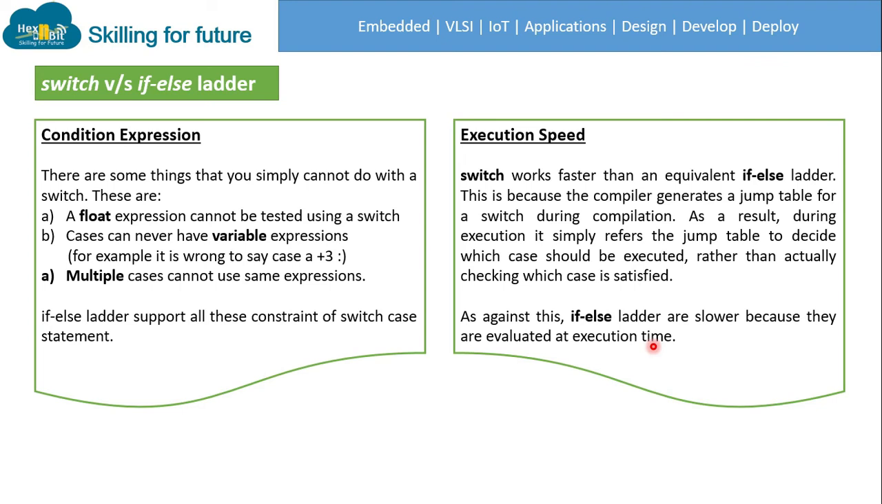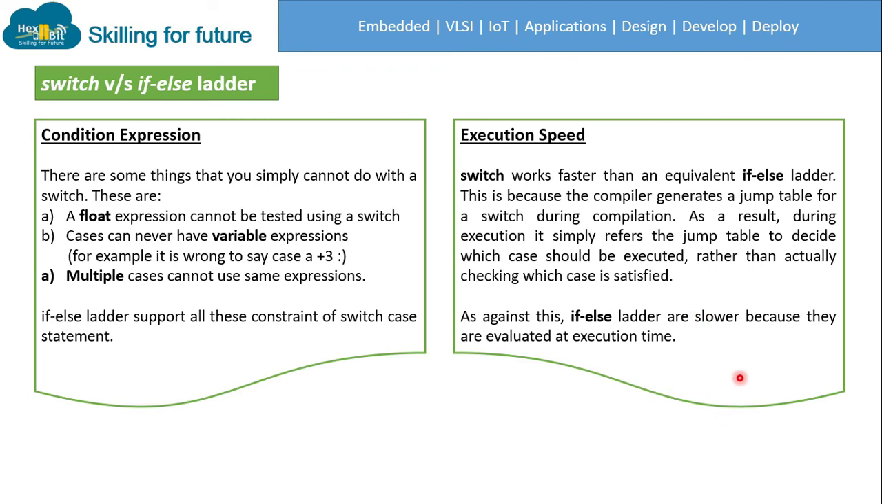But there is a contrary case: if there is one or two condition tests, then if else will work faster than the switch, because switch will have to create a jump table and then refer to that jump table to execute a particular case. So whenever the number of choices increases to more than 5 to 6, it's better to use switch instead of if else ladder.